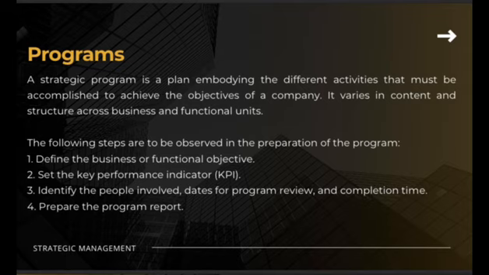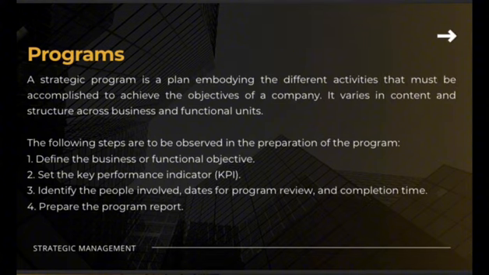A strategic program is a plan embodying the different activities that must be accomplished to achieve the objectives of a company. Each business and functional unit prepares a program distinct to a certain extent from the other units. Functional level strategies are the actions and goals assigned to various departments that support your business level strategy and corporate level strategy. These strategies specify the outcomes you want to see achieved from the daily operations of specific departments or the functions of your business.